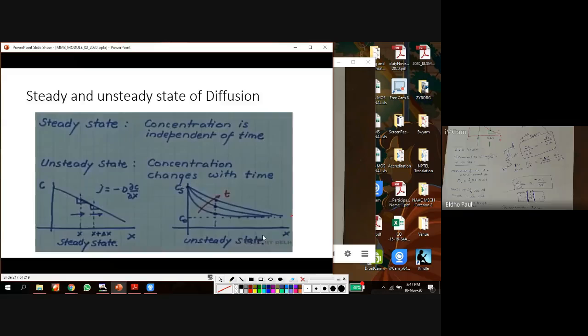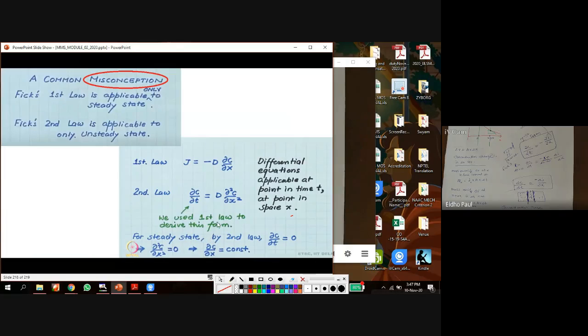So again, we use the first law to derive the second law. So again, we cannot say the steady state condition cannot be used in the unsteady state condition. Okay, so therefore, both can be used for steady and unsteady state. And one more thing is that in this case, for a steady state condition, dC by dt will be equal to 0.